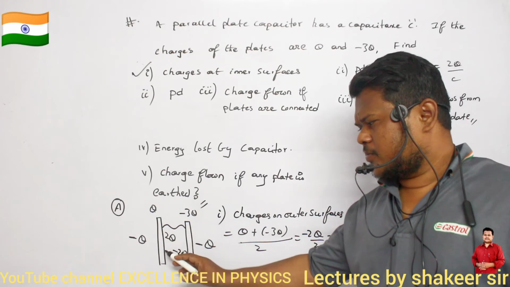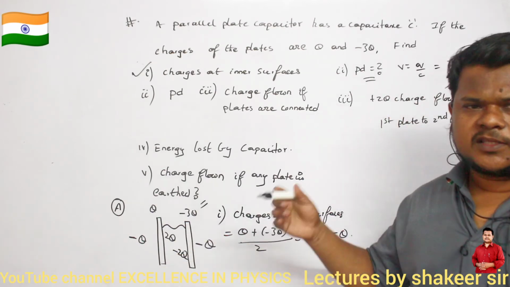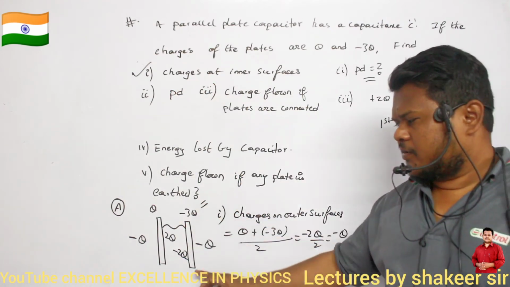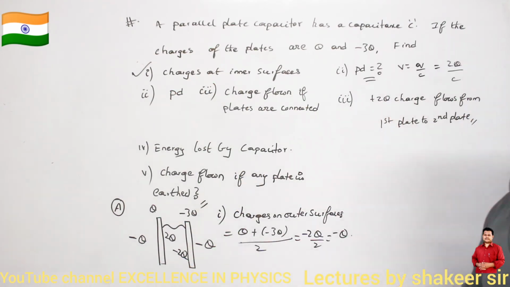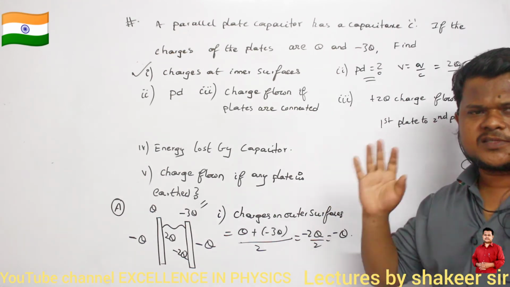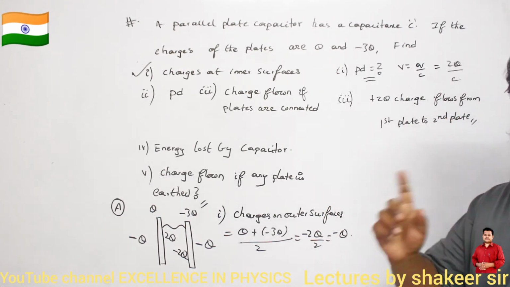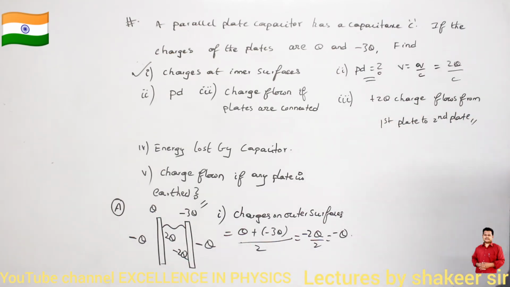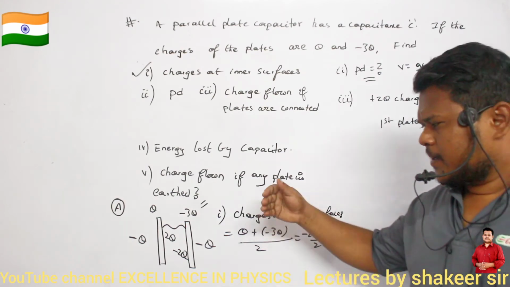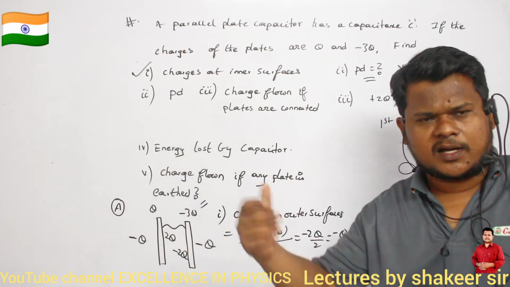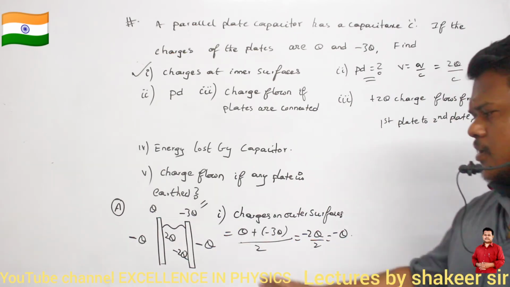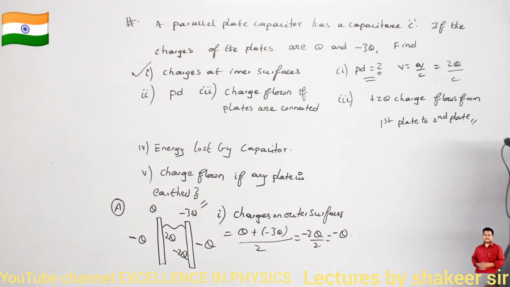This plate is at a higher potential and this plate is at a lower potential. The plate with positive charge is considered to be at higher potential, and the plate with negative charge is considered to be at lower potential. Positive charge always flows from higher potential to lower potential, and negative charge always flows from lower potential to higher potential. Whatever it may be, charges will flow and the total charge on both inner surfaces will become zero.